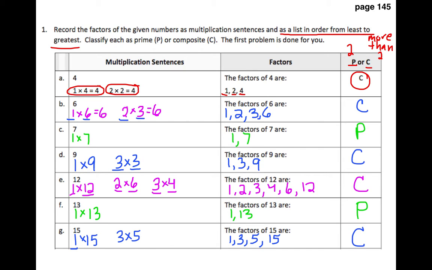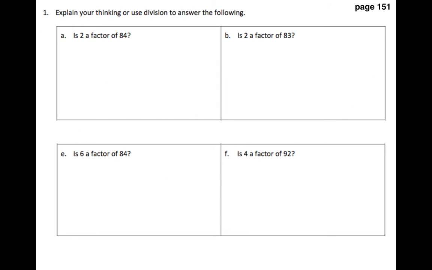Now go ahead and complete the remainder of the problems on this page independently. Once you've completed the problems on page 145, please turn to page 151. We're now skipping ahead to lesson 23. We're still determining factors of numbers, but now we're going to be dealing with larger numbers. So it is not as efficient to try to list all of the numbers or skip count when we have large numbers like 84, for example.